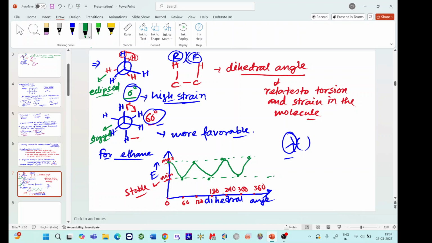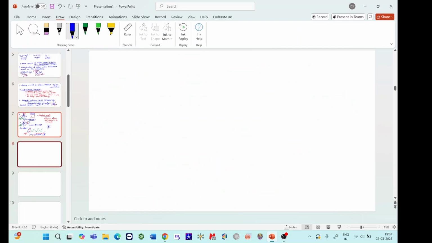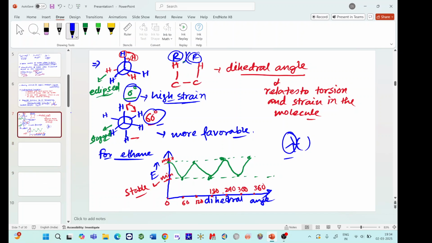Okay, this is a pretty basic scenario. Whenever you are introducing some large group on this carbon, things will change because they have their own interactions. So I'll discuss it. So what is the reason? People want to study what is the reason behind this change in energy when they go from one angle to another angle.